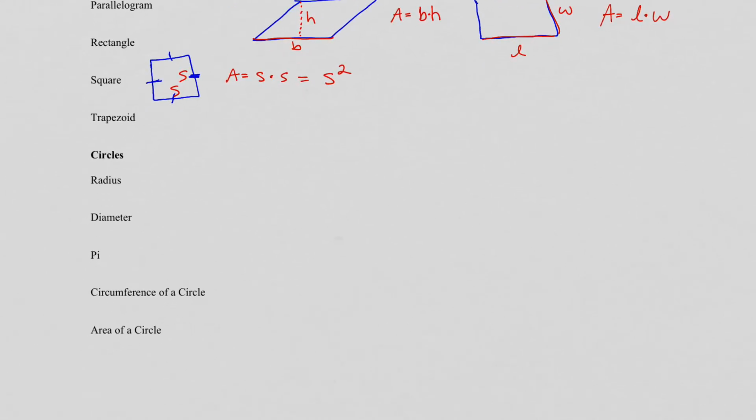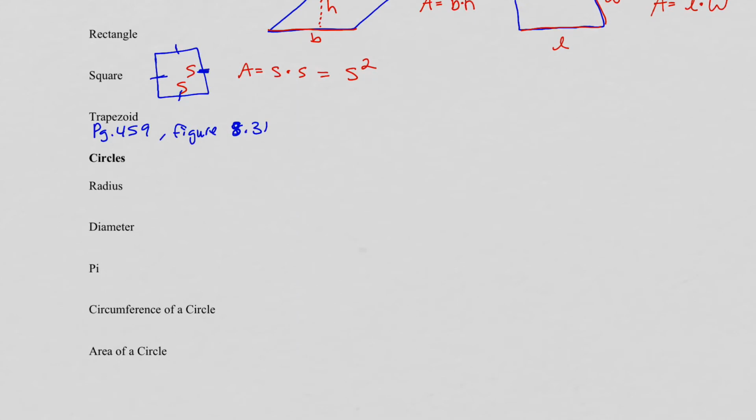And then the trapezoid, you can look at the explanation on page 459, figure 8.31. I really don't like that figure, so here's my attempt to explain where this formula comes from. Okay, so the formula for a trapezoid. So I'm going to first draw a parallelogram. Okay, and we already know that the parallelogram is base times height.